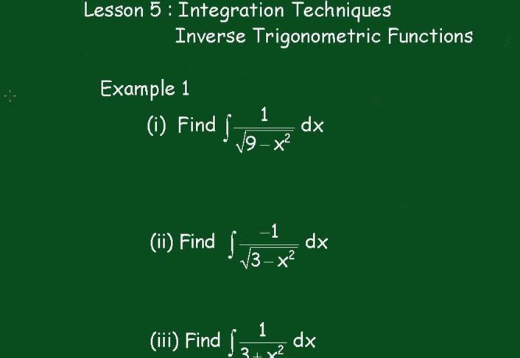Right, example 1, just a few quick little ones. You'll notice here we've got a 9 there, so that really is 3 squared. So that will be equal to the inverse sine of x on 3 plus a constant. This one here, now this is really the square root of 3 squared. So because there's a negative sign there, that'll be the inverse cos of x on root 3 plus a constant.